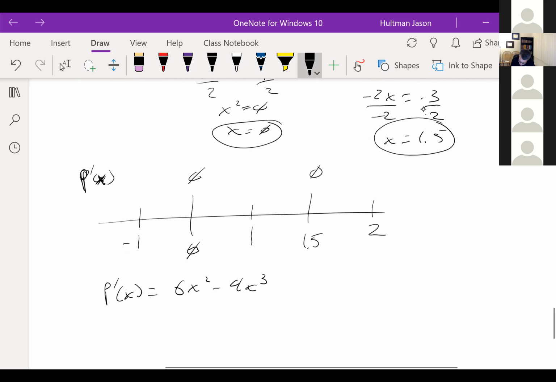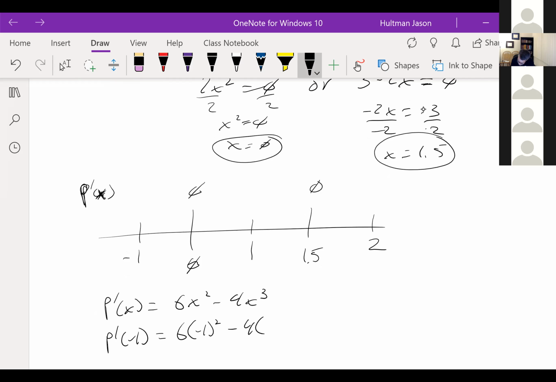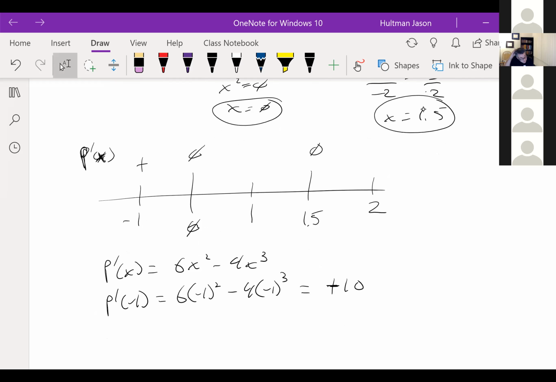So what's p prime of negative 1? That's 6 times negative 1 squared minus 4 times negative 1 cubed. This is going to be 6 plus 4, which is 10. So that's positive 10. So it's going to go from positive to hopefully negative. It will be a maximum. That will be good. We'll see what happens. If it goes from positive to positive, it doesn't have any change. There's no change. So let's see what happens at 1.